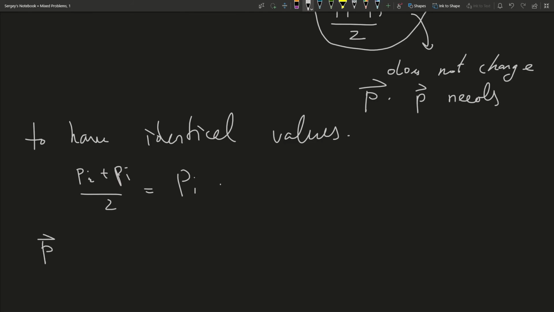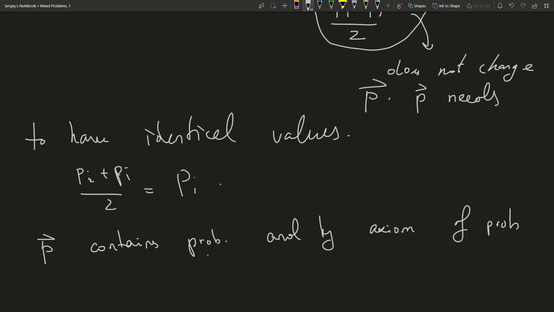Now, the vector P contains probabilities, and so by the axiom of probabilities, the sum of these values in P has to be equal to 1. And since we just said we want all 365 of them to be the same, each Pi must be 1 over 365.